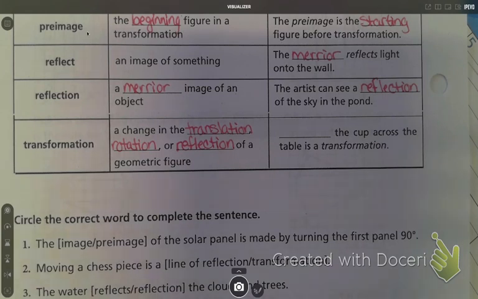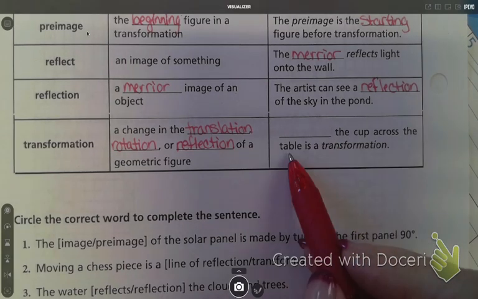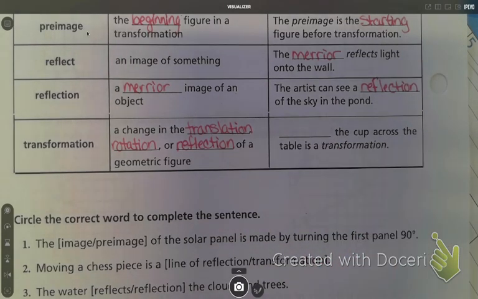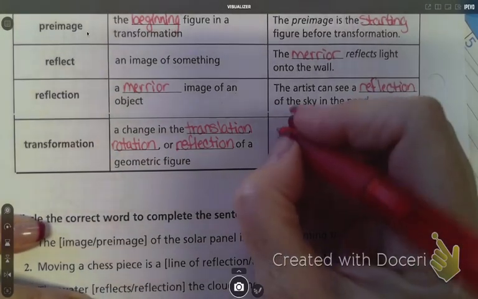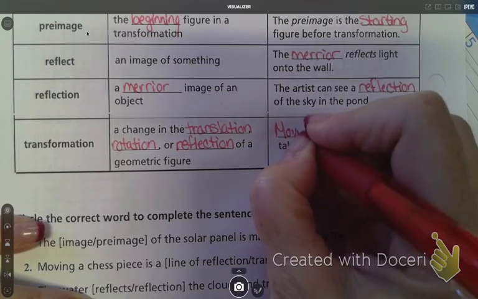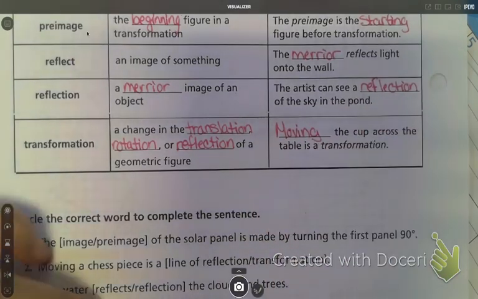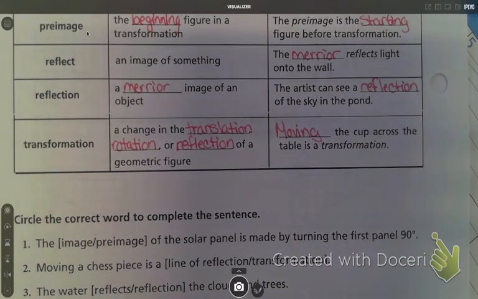So a blank the cup across the table is a transformation. What are you doing with the cup across the table? Well, you're not going to reflect it, are you? Translation or slide, right? Or move. Which one do you guys want? Moving. Because I'm not changing the cup size, am I? I'm just moving it from one place to the next.